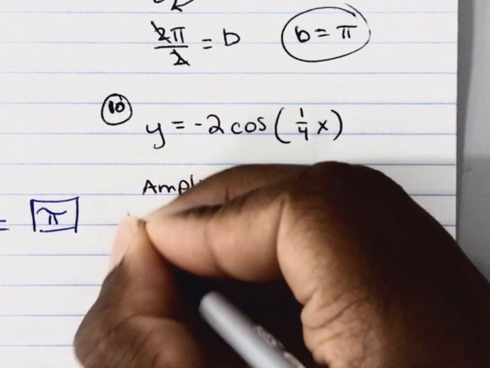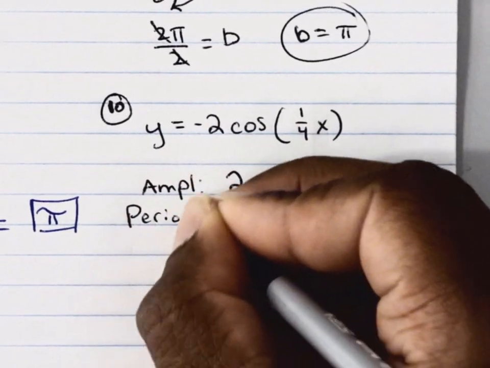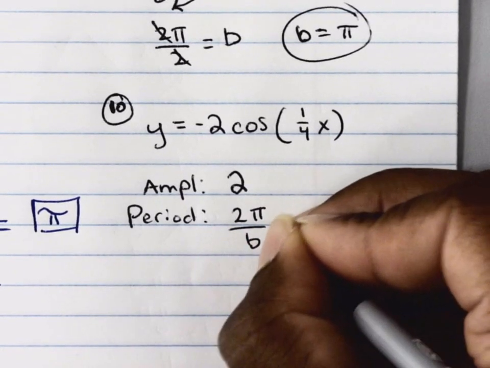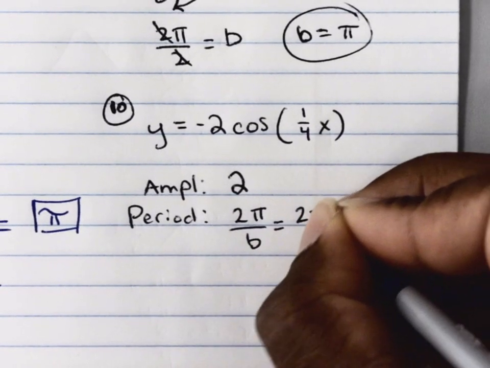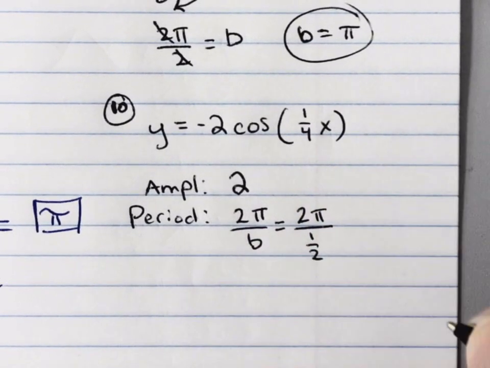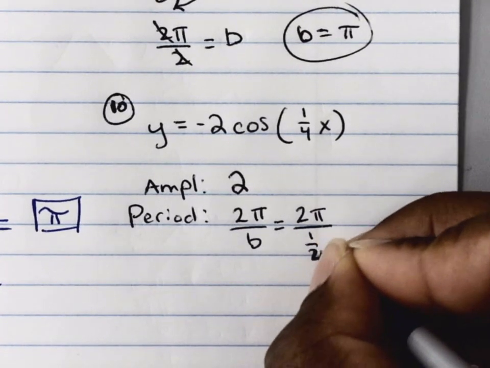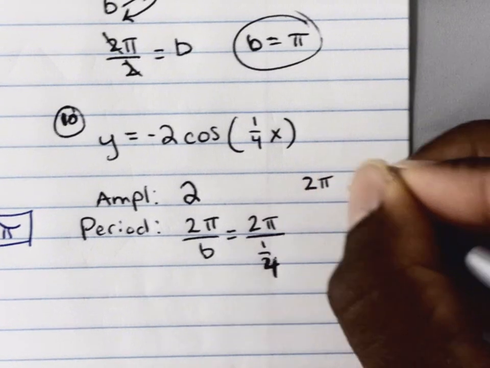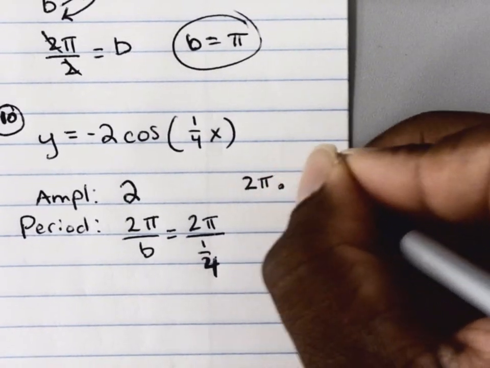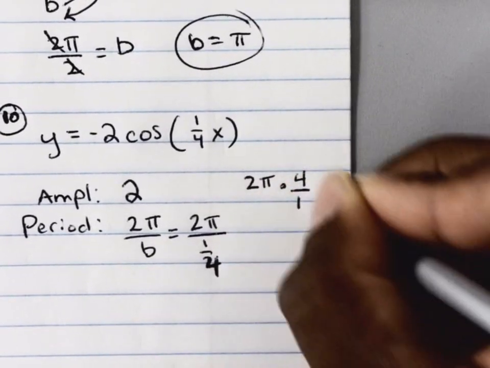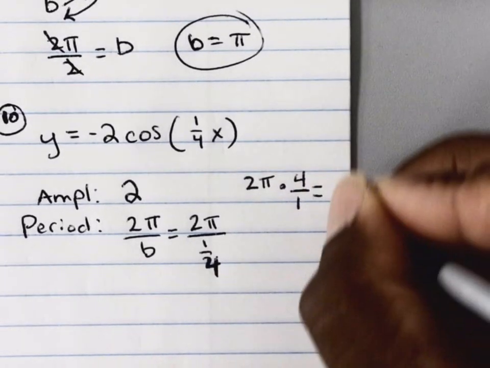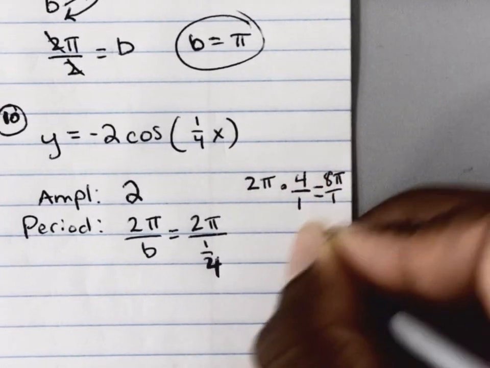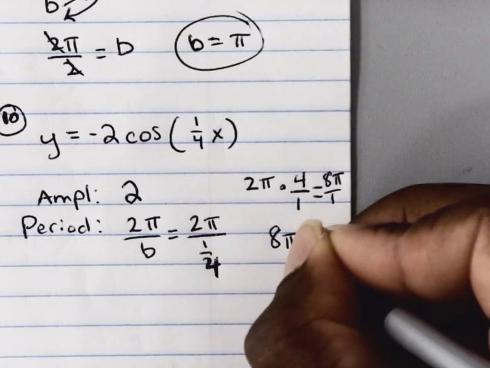So amplitude is 2. Period for cosine is 2 pi. So I'll do 2 pi over b. B is 1 over 4. So 2 pi divided by 1 over 4. So I will keep the first thing, multiply by the reciprocal. So I'll keep, change, flip. And then I have 4 times 2 pi equals 8 pi over 1. So period is 8 pi.